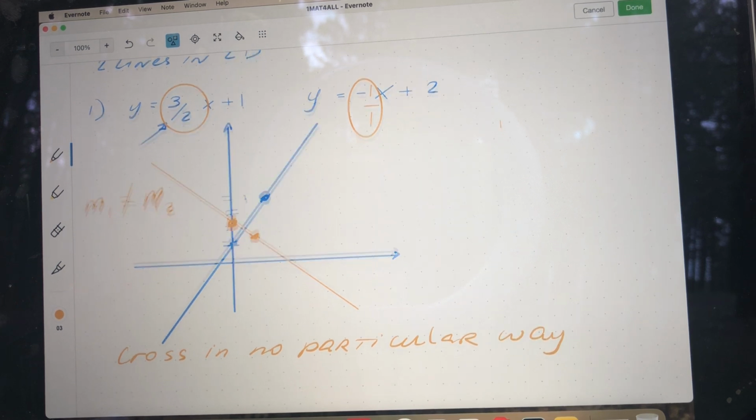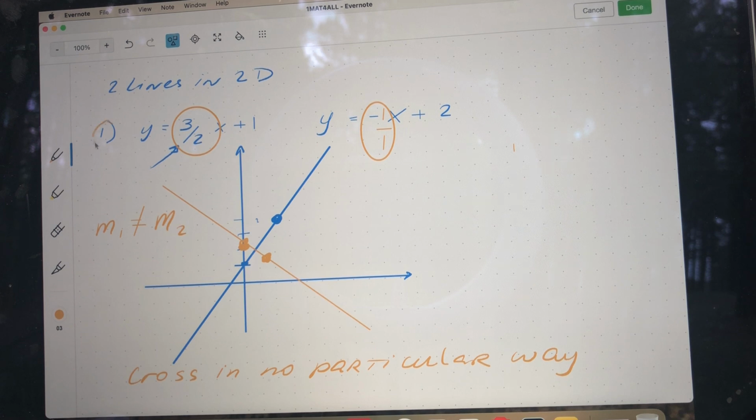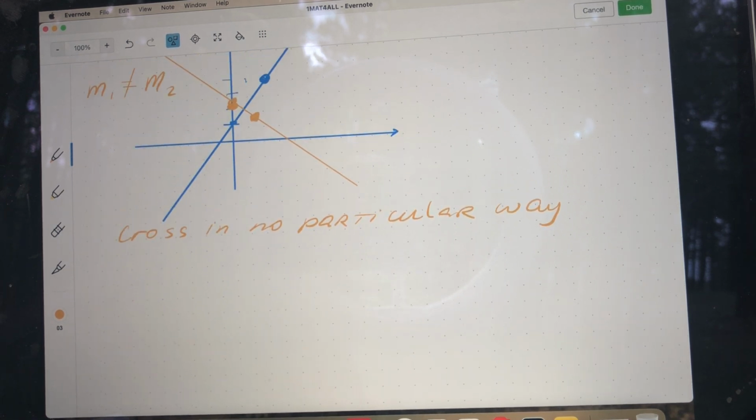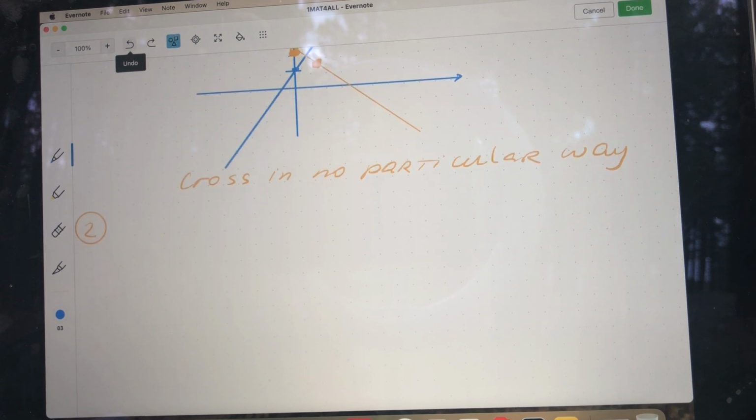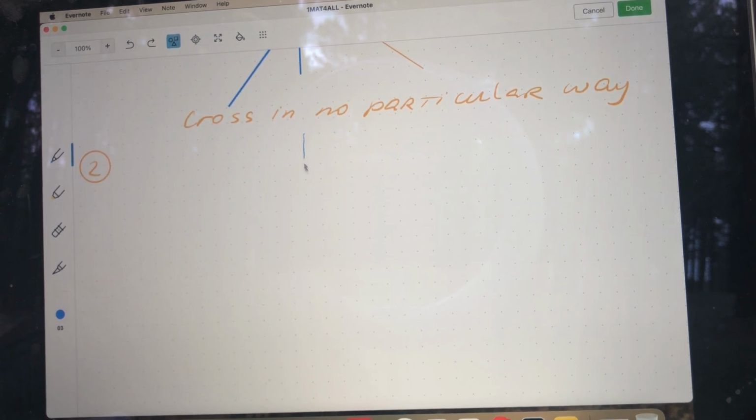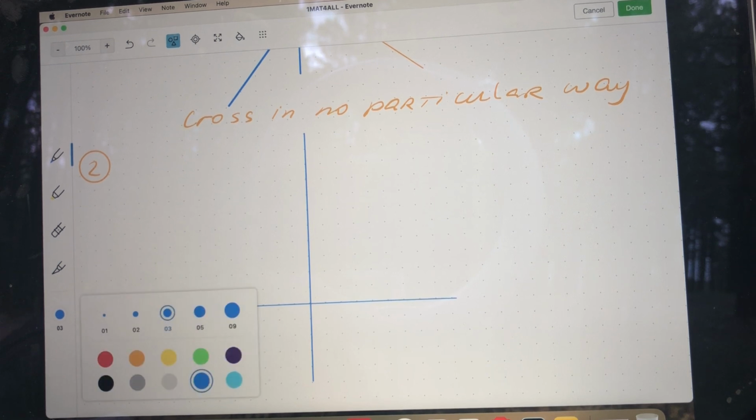That's the first possibility. The second possibility is we could have lines that do not cross at all. So such lines are called parallel. So here is my coordinate axis. Let's undo this. So here is my y, my x, and the two lines that are parallel.